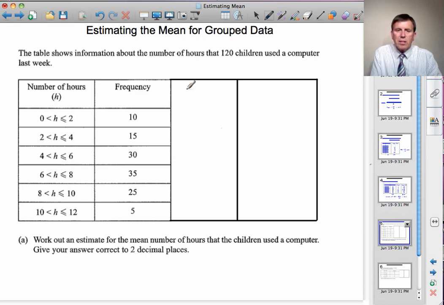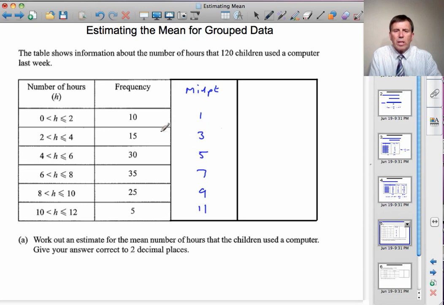So the first thing I need to do is work out the midpoints of the intervals, because we're going to assume that these 10 average out in the middle of that group, these 15 average out in the middle of that group, and so on. So the midpoint of 0 and 2 would be 1. The midpoint between 2 and 4 is 3. The midpoint between 4 and 6 is 5. And then we have 7, 9, and 11.